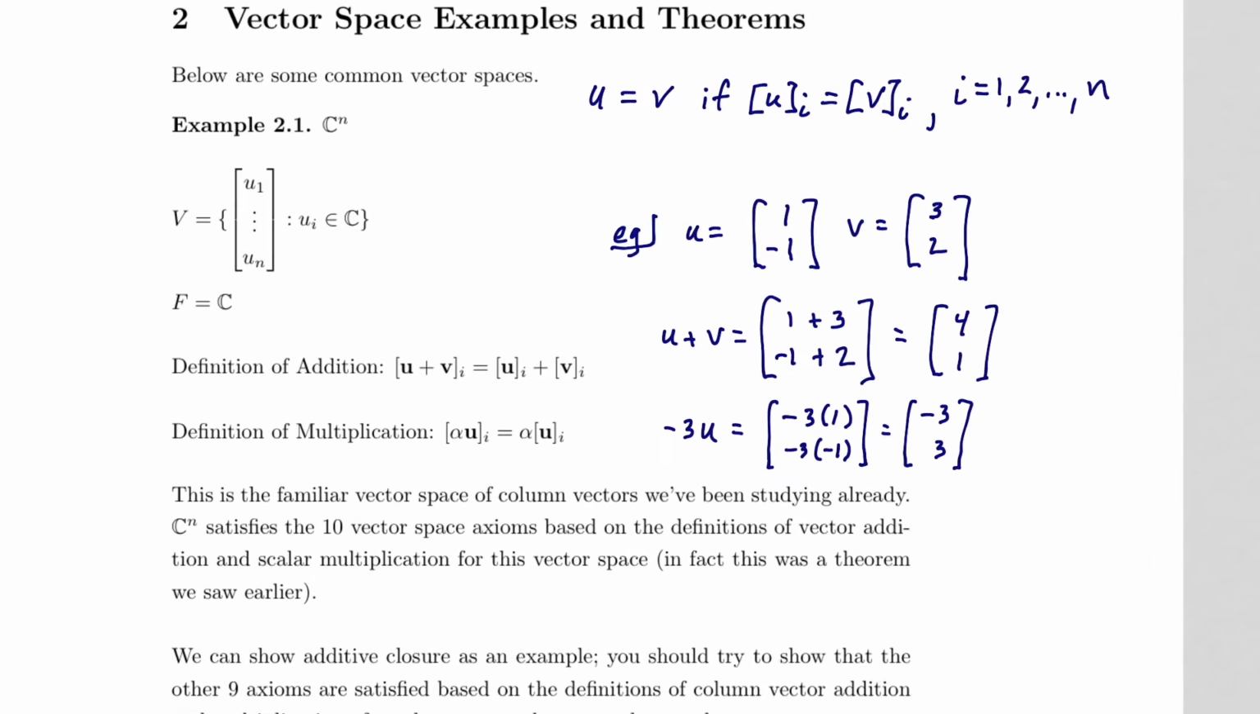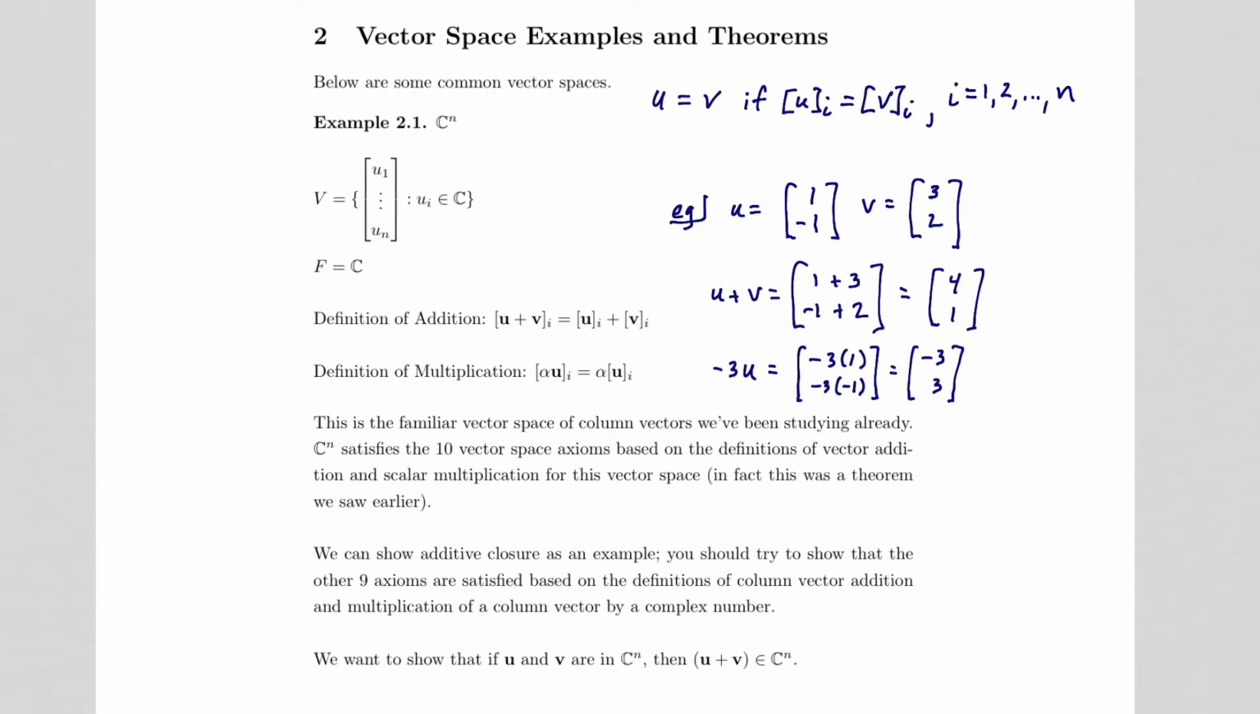We can do a quick little example to illustrate these definitions. If vector u is in C2 and its components are 1, -1, and v is 3, 2, then u plus v is the vector 4, 1, where I simply add the components of u and v together. Similarly, -3 times u is equal to the vector -3, 3, so I just multiply each component in u by -3 to get -3, 3.